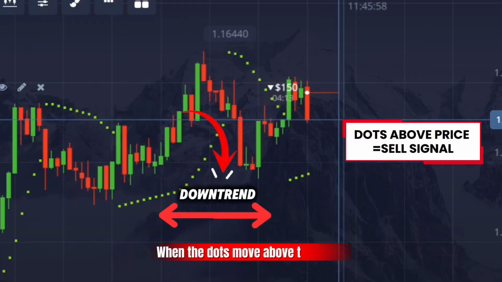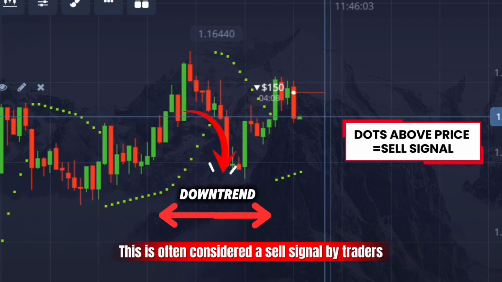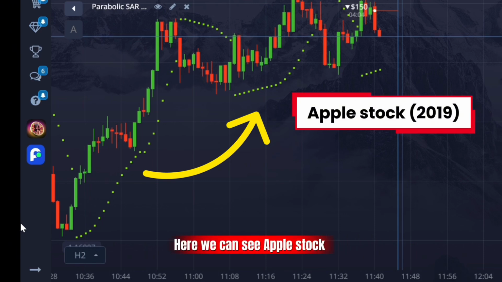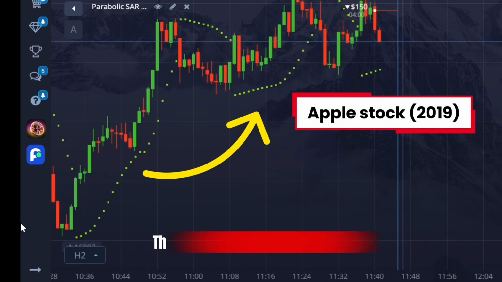When the dots move above the price, it indicates a possible downtrend. This is often considered a sell signal by traders. For example, here we can see Apple stock in a strong uptrend. Notice how the dots stay below the price for a long time. This indicates a strong upward trend in the market.